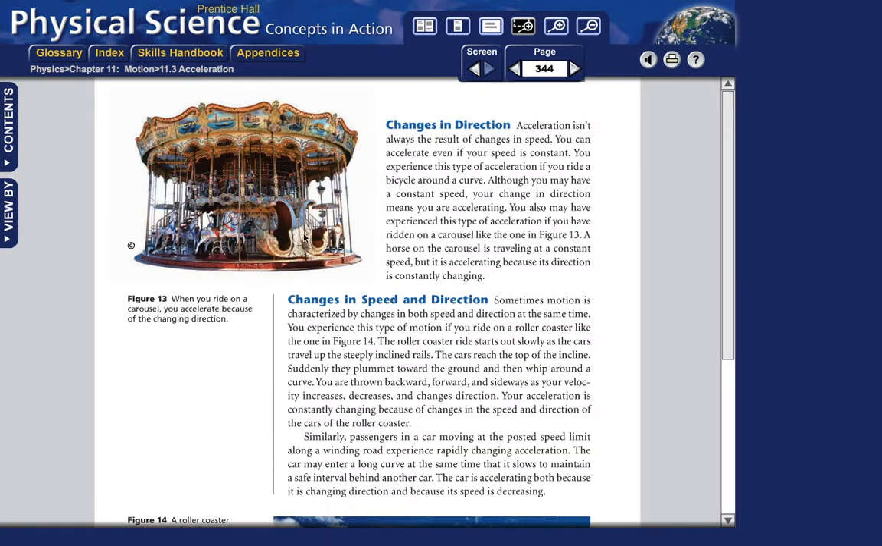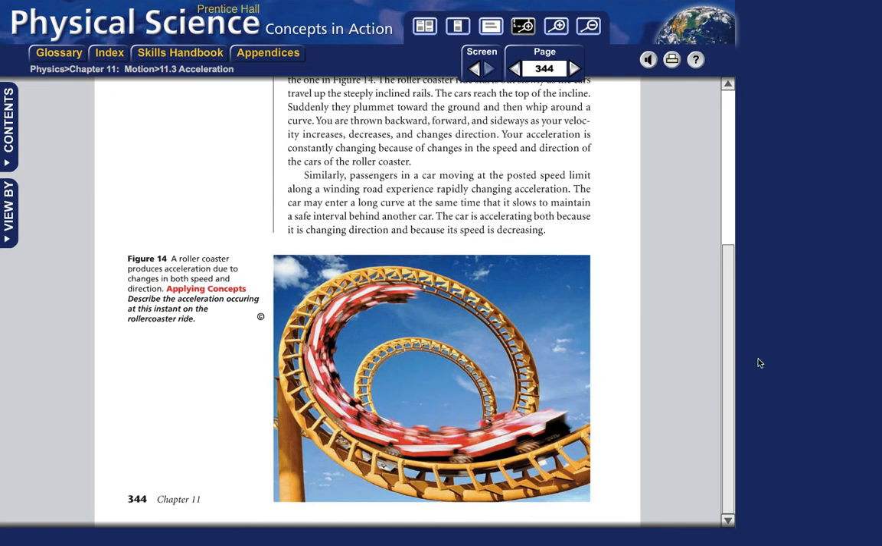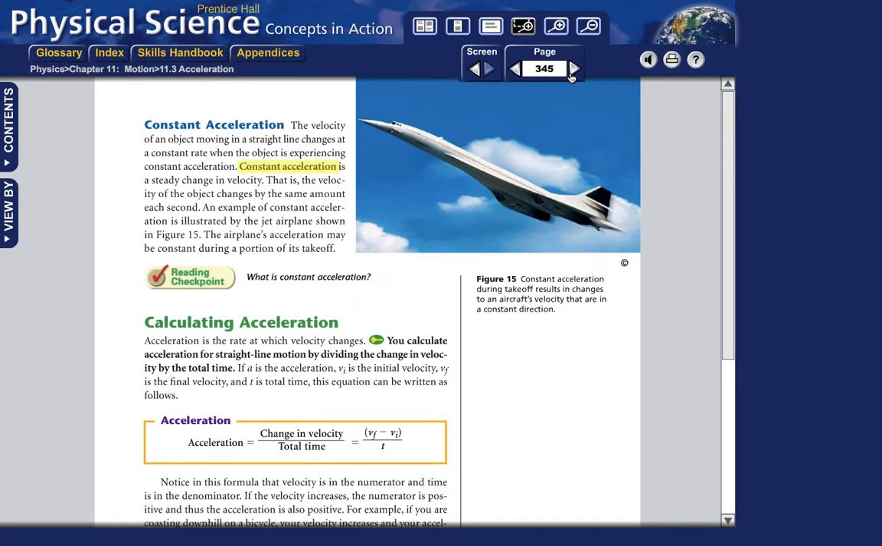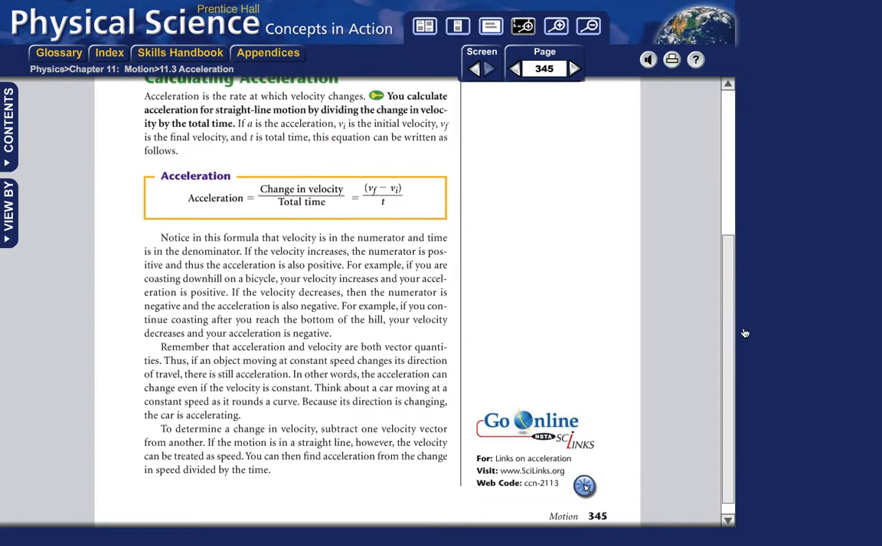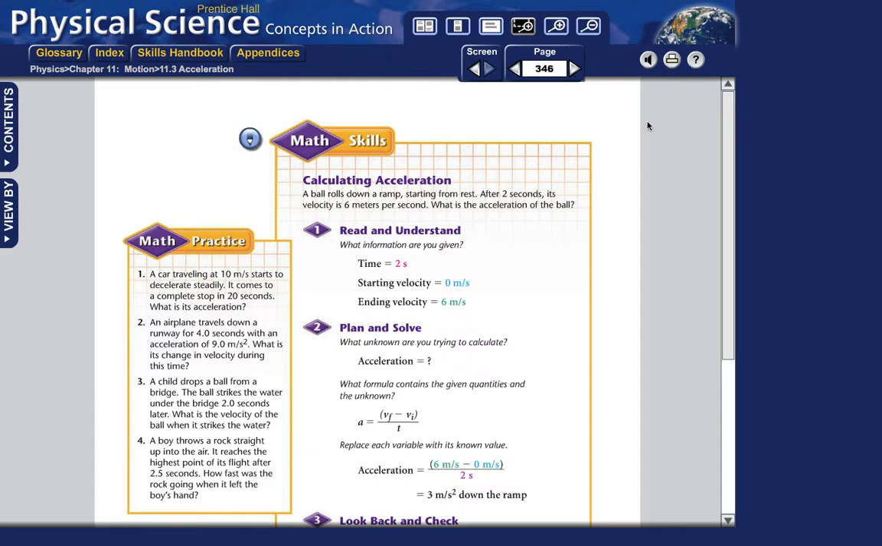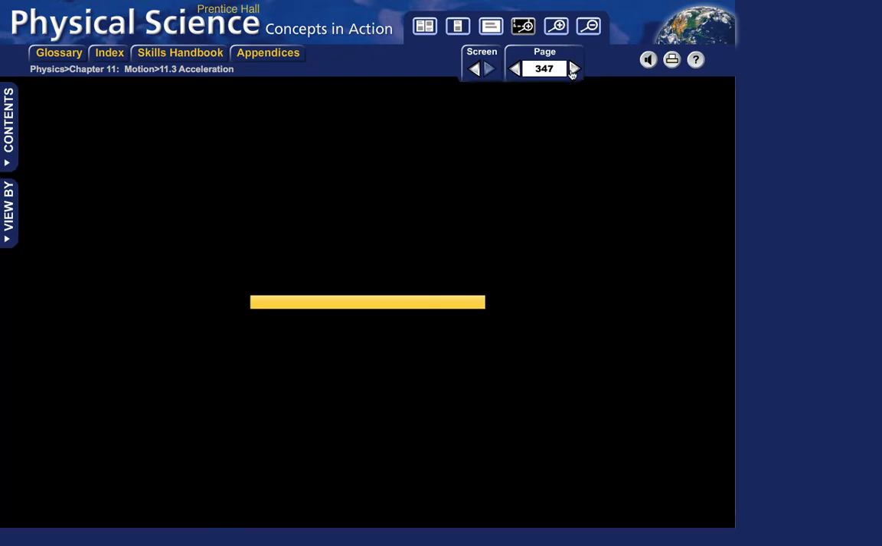Now the carousel. On this one, it's not changing speed once it's going, but it's constantly changing direction. So that's an example of acceleration still happening in the form of direction. I told you about that yesterday. One more thing. Constant acceleration is a plane taking off because it's constantly accelerating at the same rate. And then let me get to the graph.